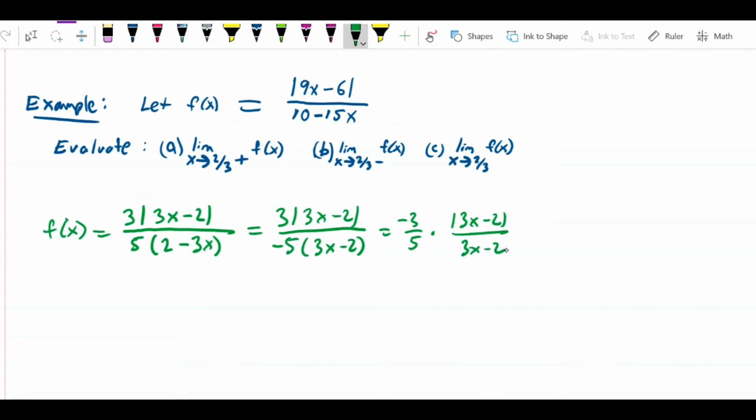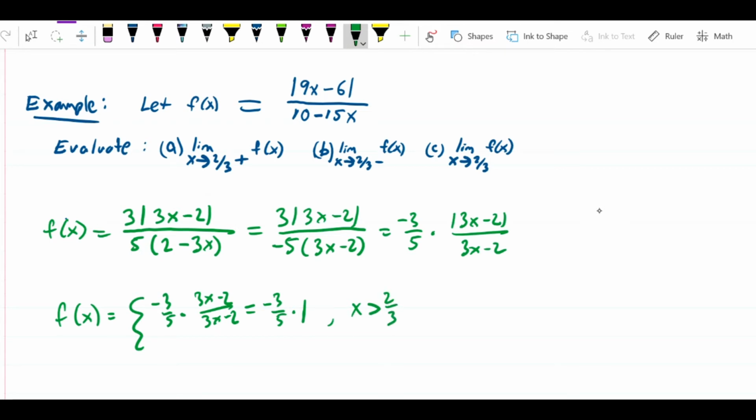Well, we can see now what this function is going to look like. So we have f of x is going to equal negative 3/5 times this absolute value expression, 3x minus 2 over 3x minus 2. In other words, just 1. So this is going to be negative 3/5 times 1 as long as x is greater than 2/3. How do we know that? Because we're just solving the inequality. 3x minus 2 is greater than 0, 3x is greater than 2, x is greater than 2/3.